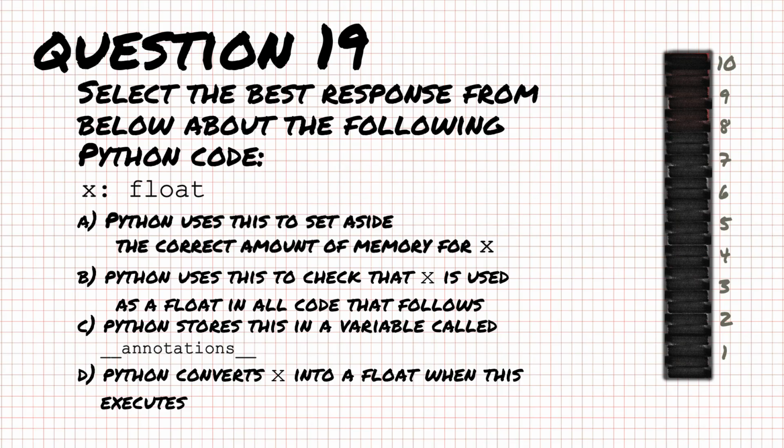x: float is a variable annotation. Python stores it in a variable called __annotations__, but it does nothing else with the information. Therefore, C is the correct answer.